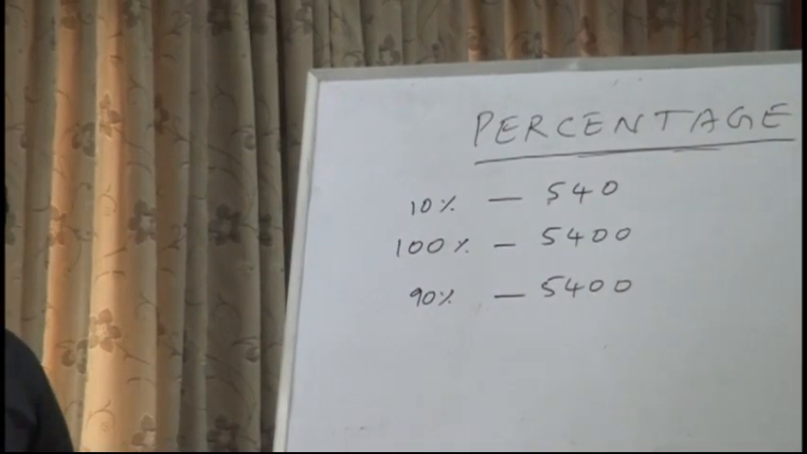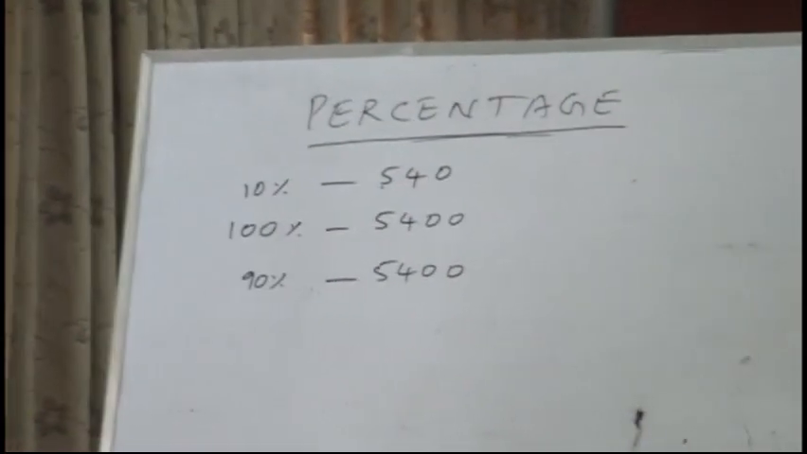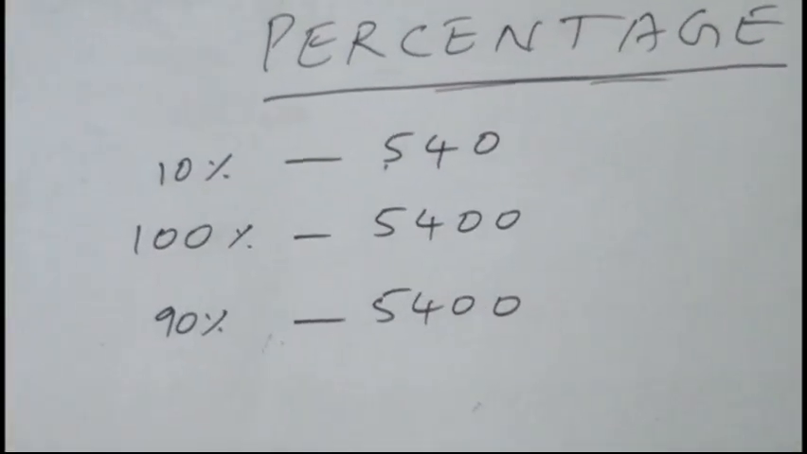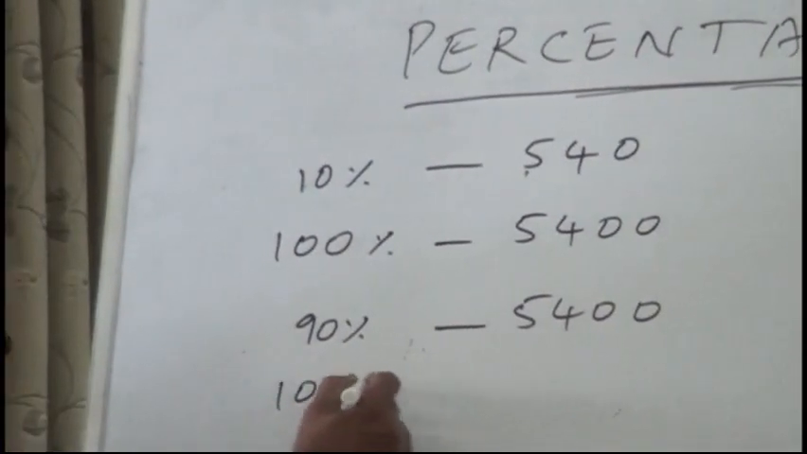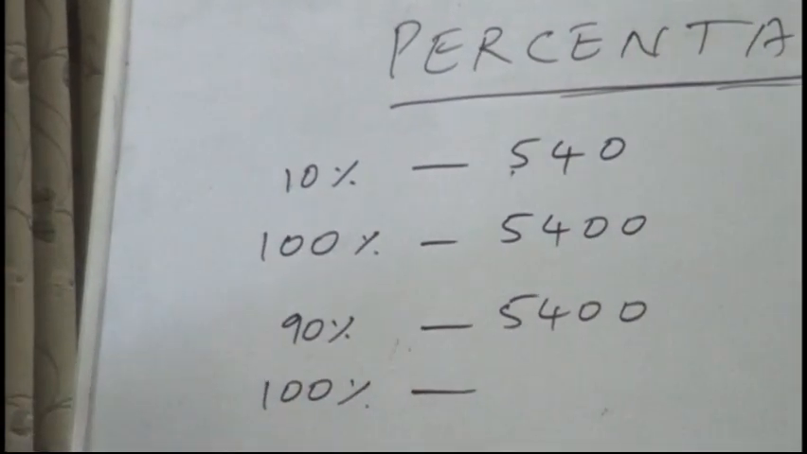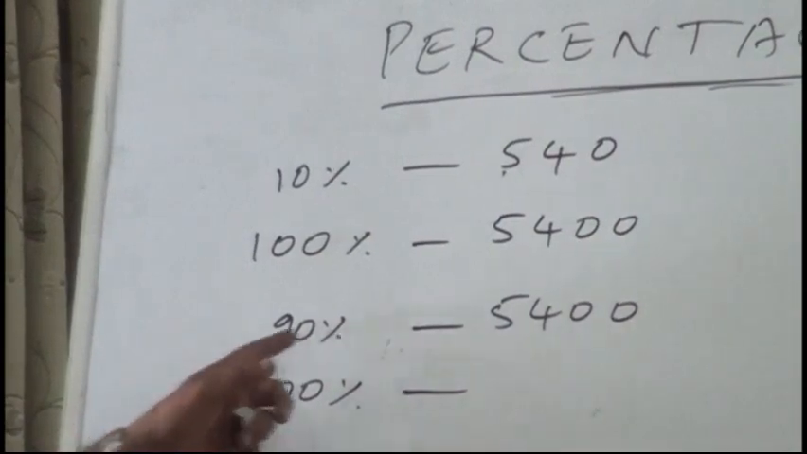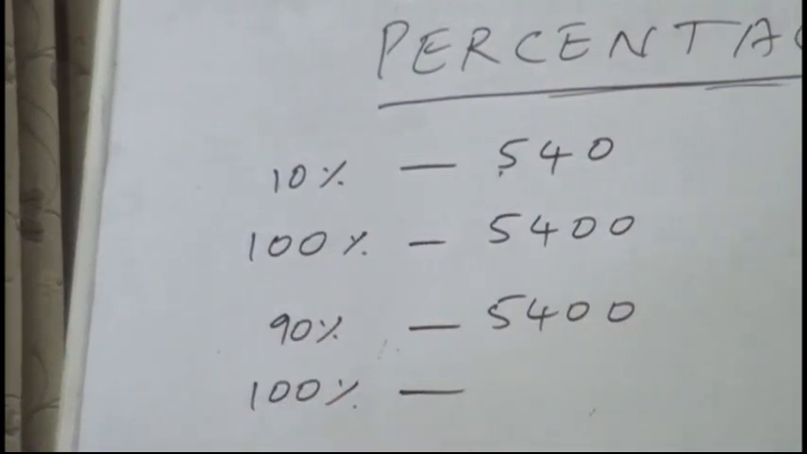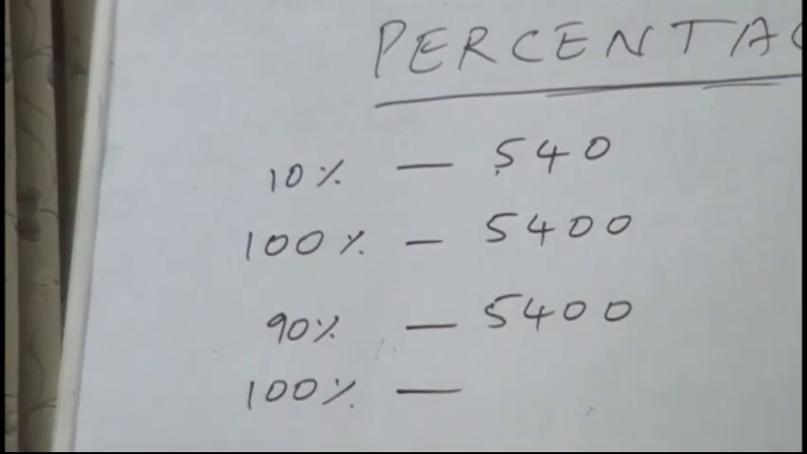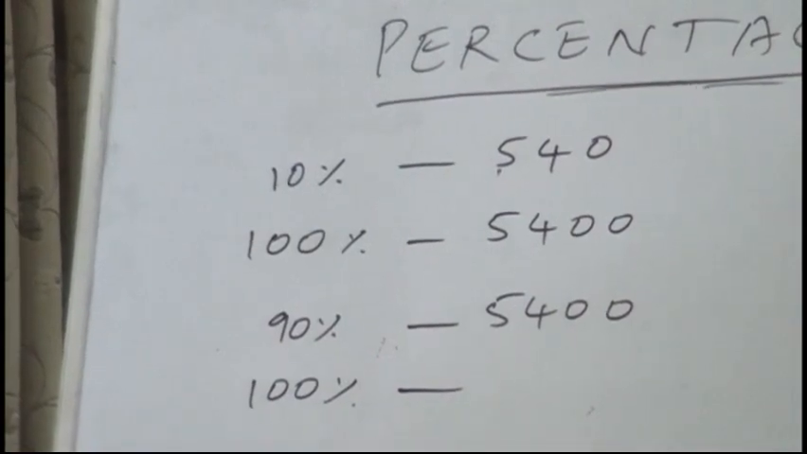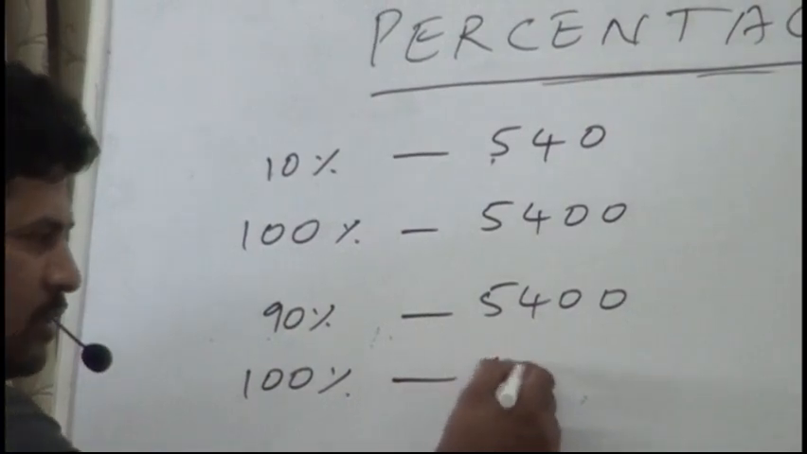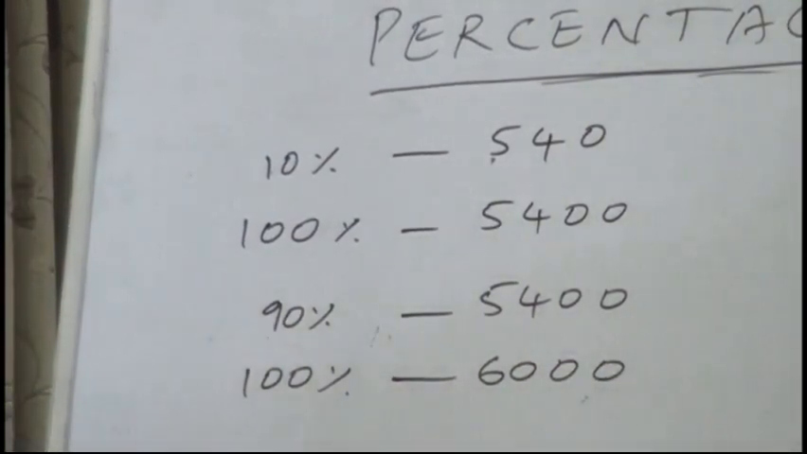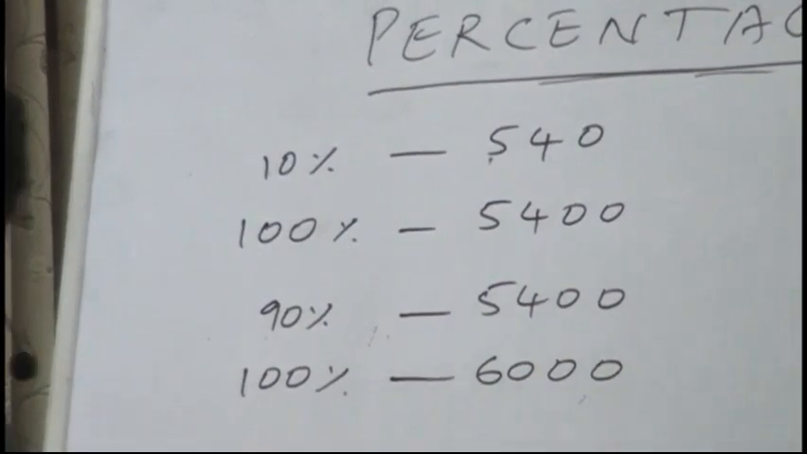Now again I am calculating what is 100%. It means the number of apples before subtracting 10% of the rotten apples. So 90% is 5400. 100% is what? 90 into 60. 9 6s are 54, 10 6s are 60, because direct variation, right? So 100% is 6000. Is it the total number of apples he bought?